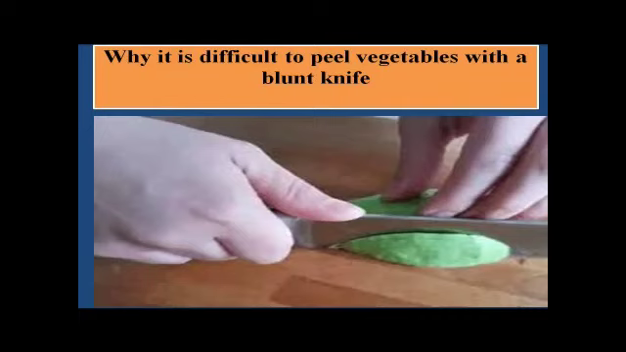Children, why is it difficult to peel vegetables with a blunt knife? It is difficult to peel vegetables using a blunt knife because we know that pressure is inversely proportional to area. Therefore, more is the area, less is the pressure exerted.